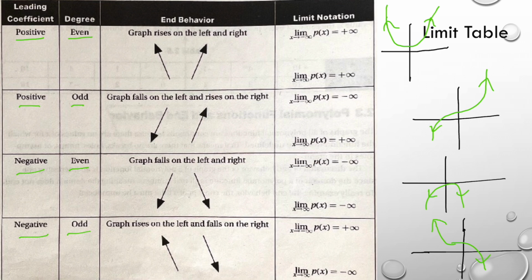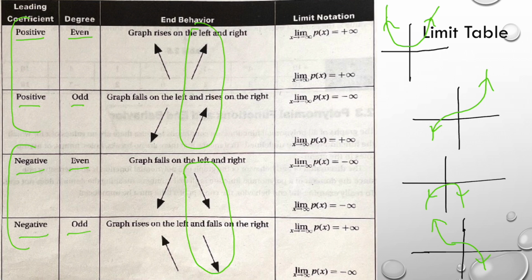If you ask me on how to remember it, there's not much of a pattern here. Just know that if the leading coefficient is positive, then it will rise on the right. And if the leading coefficient is negative, then it will fall on the right hand side. This is the only part that you can logically remember. The rest of it, you need to learn by heart.